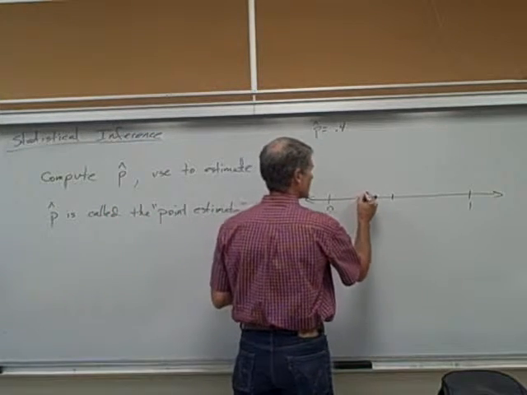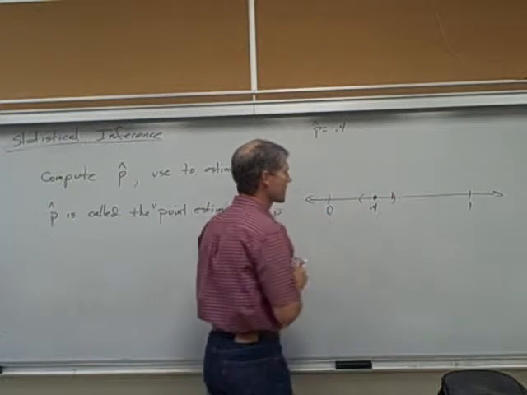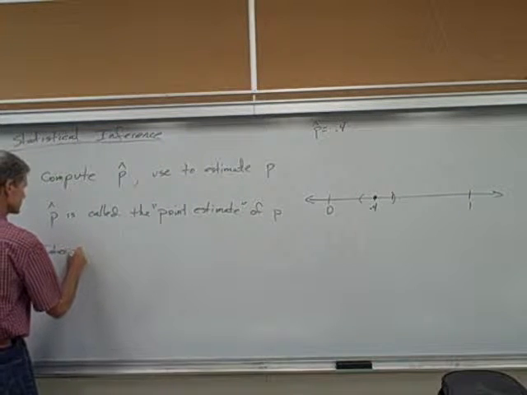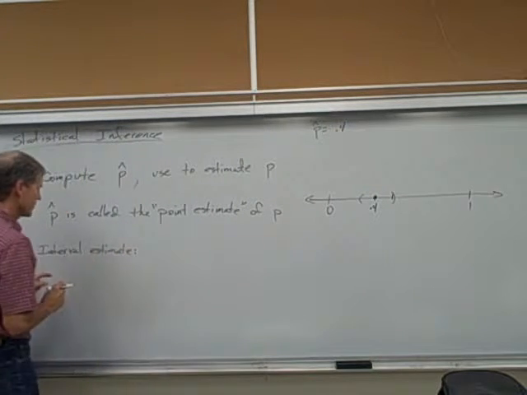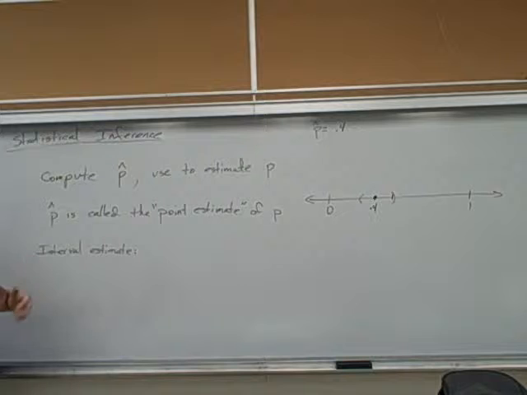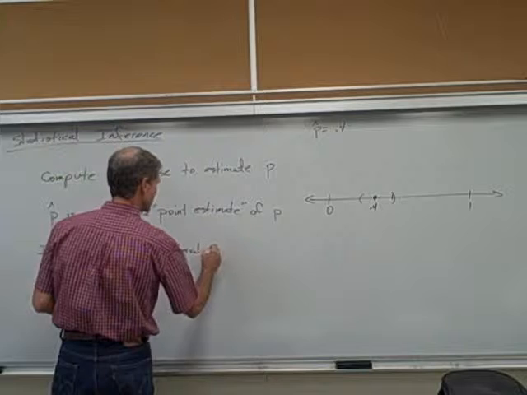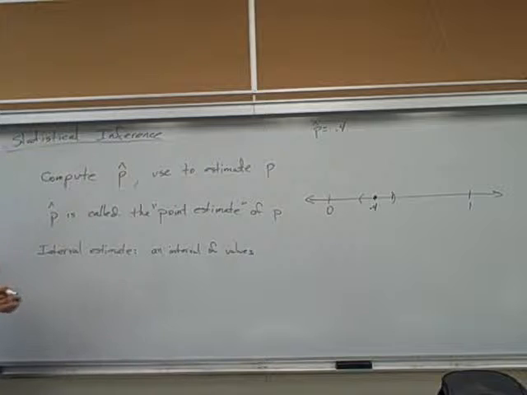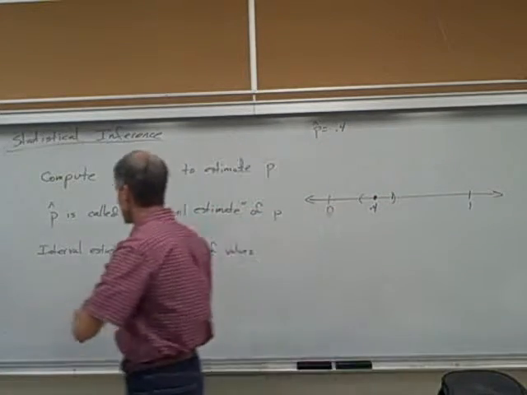So on a number line, if I put an interval, I call it an interval estimate. So we have a point estimate, which is a single point, and we have an interval estimate, which is an interval of values. Okay? A confidence interval is an interval estimate. Let me just write it down here, I guess.